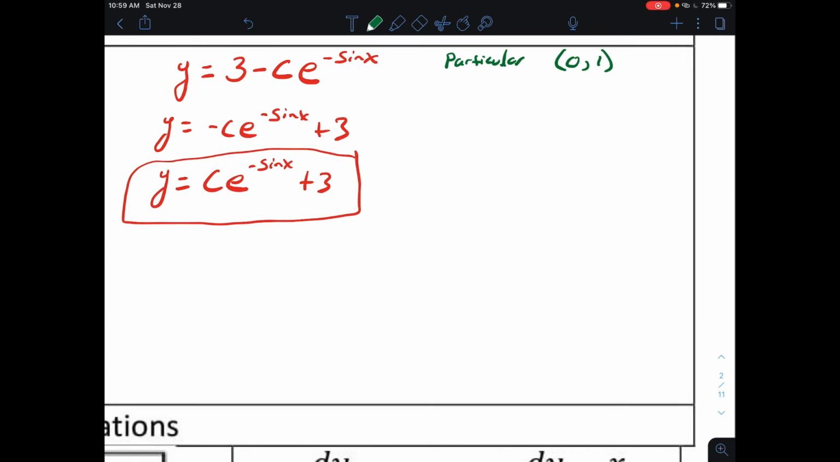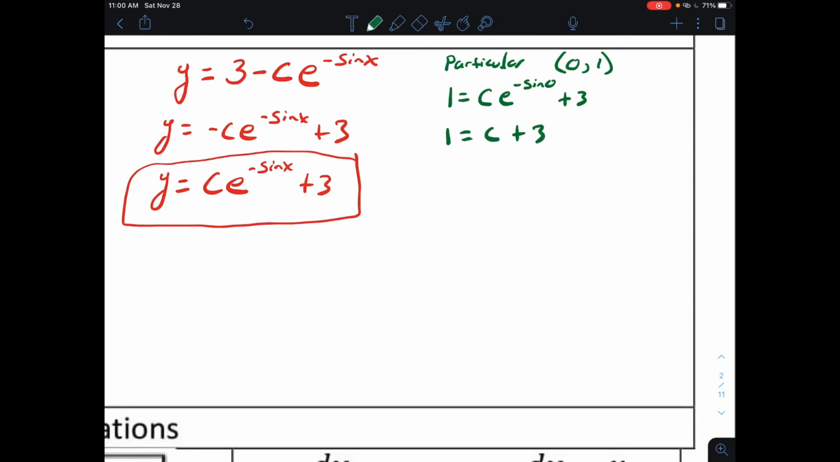So I'm going to put in 0 for x, 1 for y. We're going to solve for c. So we get 1 is equal to c times e to the negative sine of 0 power plus 3. Well, sine of 0 is 0, e to the 0 is 1, so I got 1 is equal to c plus 3. So I subtract the 3, and I get -2 is equal to c.